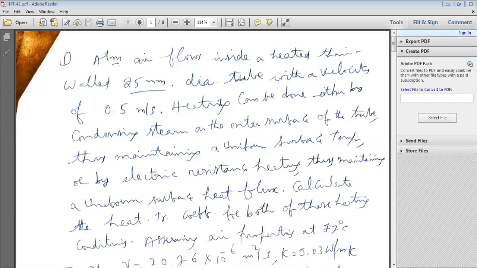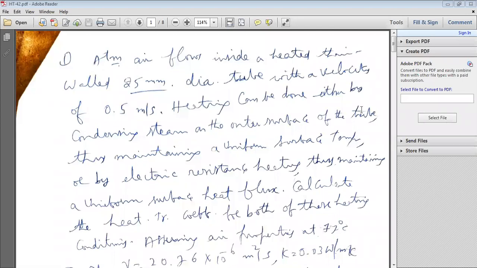Now read the problem. We'll discuss some problems today. Atmospheric air flows inside a heated, thin-walled, 25 mm diameter tube with a velocity of 0.5 meters per second. Flow through a pipe, a tube. So this is forced convection heat transfer in a tube, and here the working substance is air.